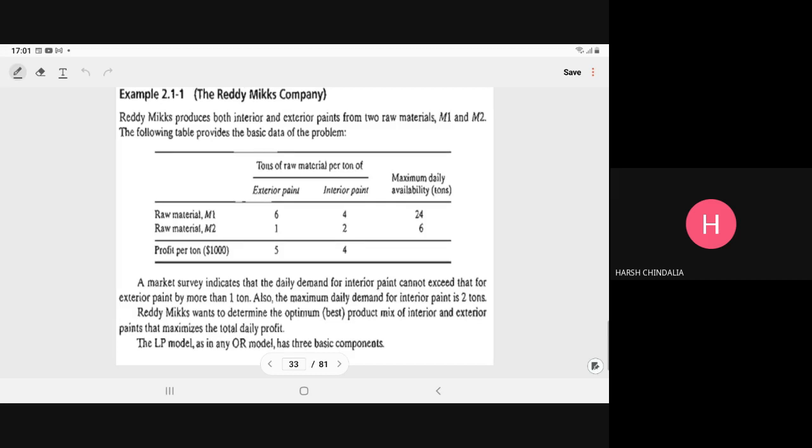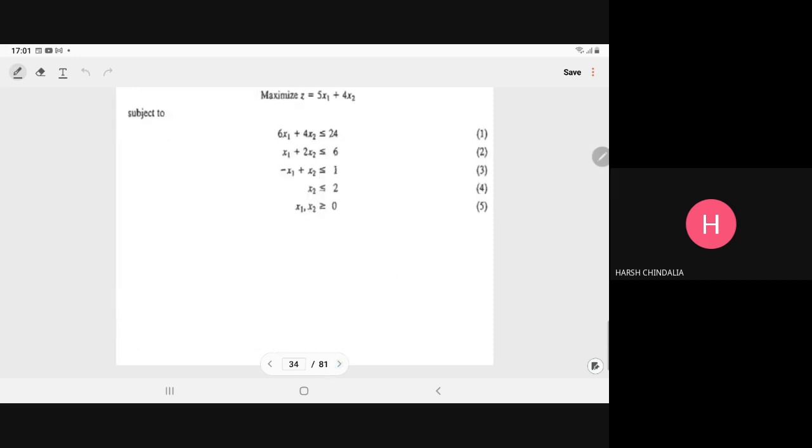The market survey indicates that the daily demand for interior paint cannot exceed that of exterior paint by more than 1 ton. Also, the maximum daily demand for interior paint is 2 tons. Radimic wants to determine the optimum product mix for interior and exterior paint that maximizes the total daily profit. So, this is a very famous question. We have already done its graphical solution and its formulation. So, let us discuss one by one.